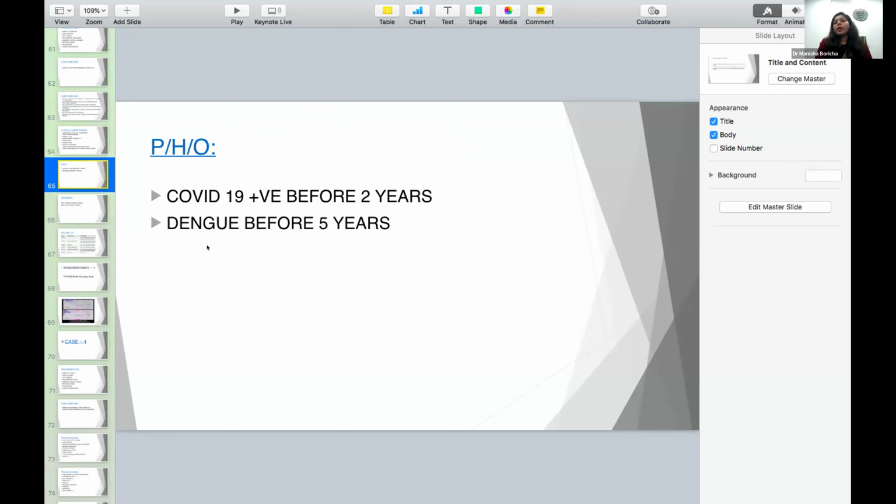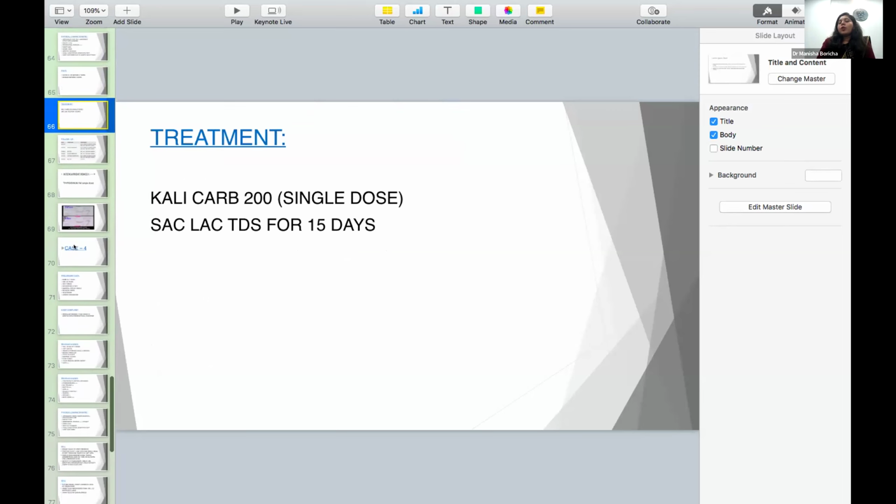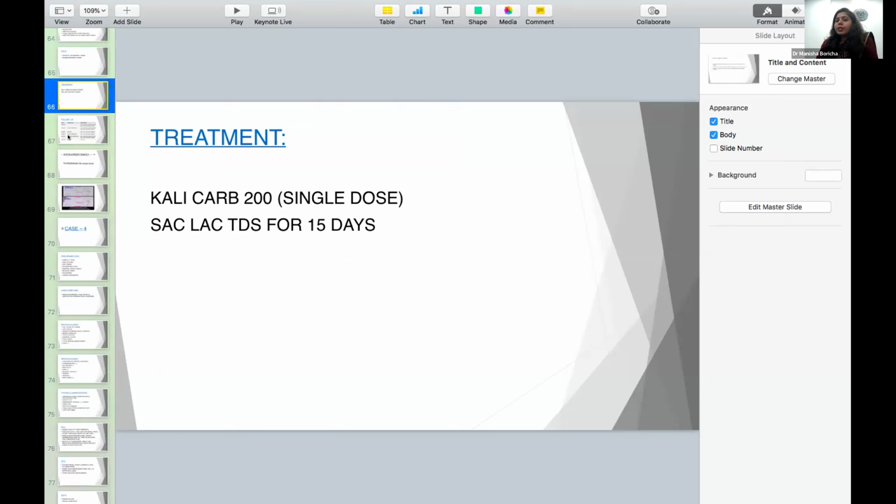Past history: COVID-19 positive 2 years ago, and she had dengue 5 years ago. So I prescribed Kalikap 200 single dose with Seclec TDS for 15 days.